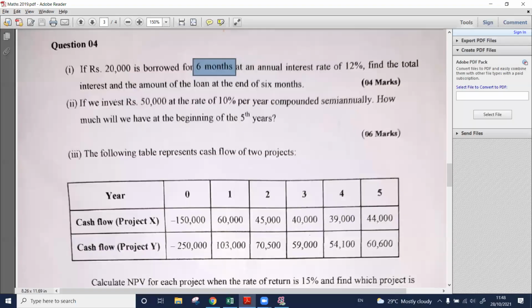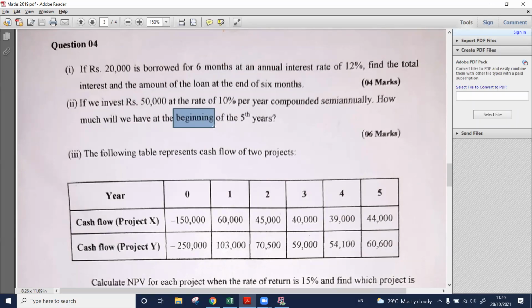Part 2. If we invest 50,000 rupees at the rate of 10% per year, compounded semi-annually, how much will we have at the beginning of the 5th year? Beginning of the 5th year.